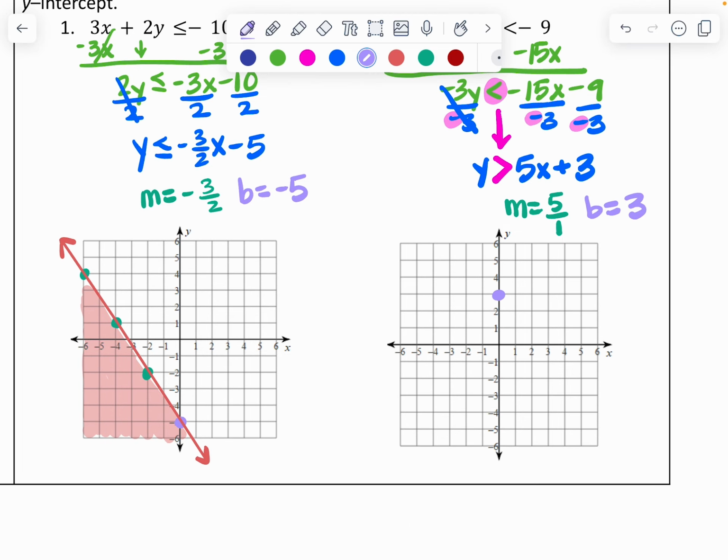So I will plot positive 3, and if I wanted to go up, I would probably end up somewhere up here, probably where that m is. But since I can't, I'm going to reverse it and go down 5 and 1 to the left. Now the symbol does not have the line under it. It's not a or equal to. It's just y is greater than. So this will be a dotted line. And since y is greater than, I am shading above the line, which is to the left in this case.